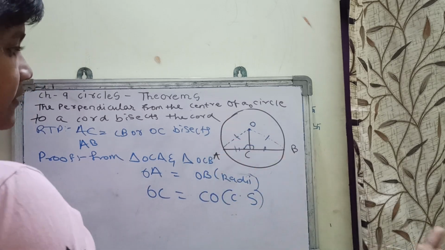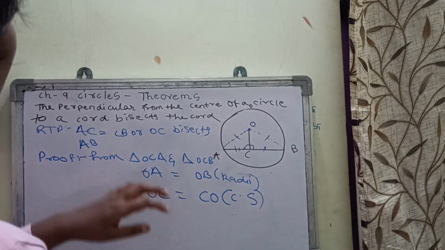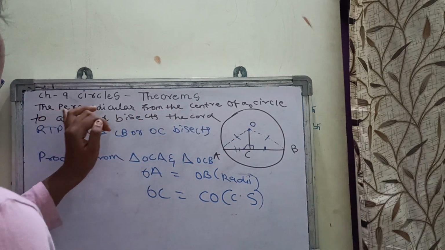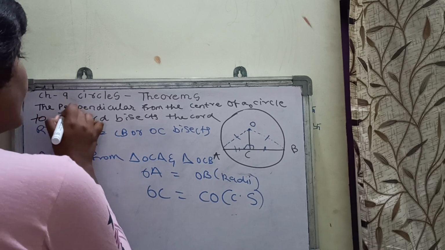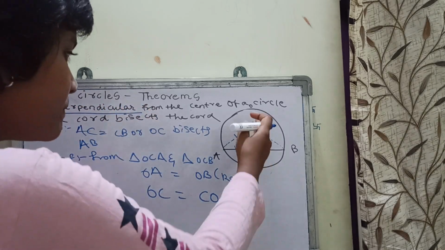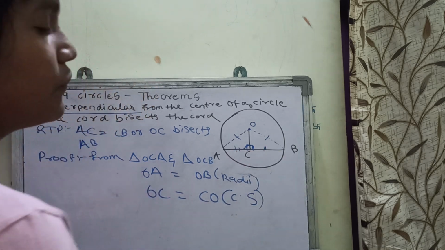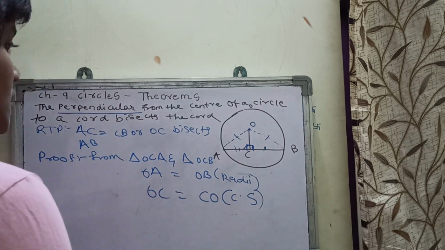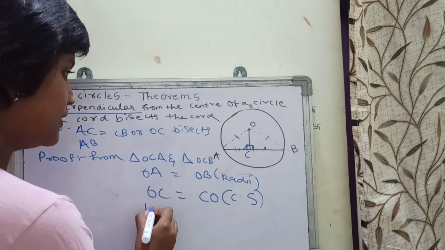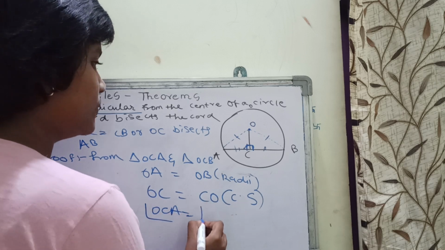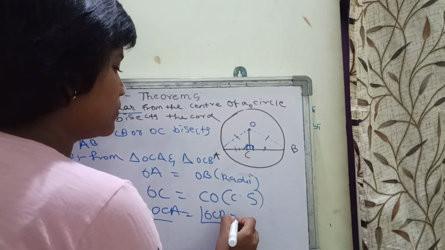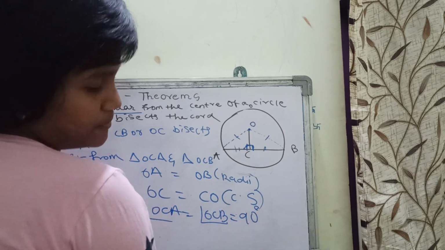We can't find a side or an angle, so again we will read the theorem. The perpendicular: what is the meaning of perpendicular from the center? That it forms 90 degrees here. So what can we say? Angle OCA is equal to angle OCB, which is equal to 90 degrees. That is perpendicular.